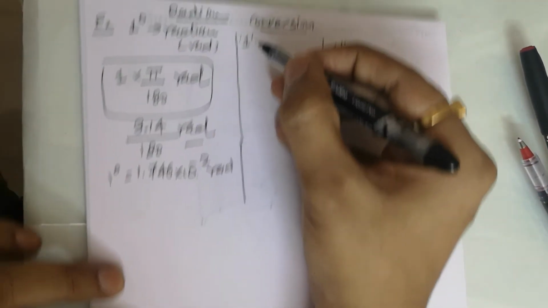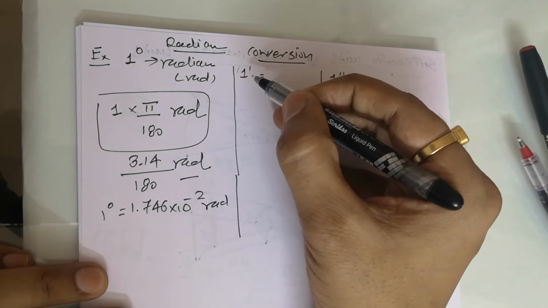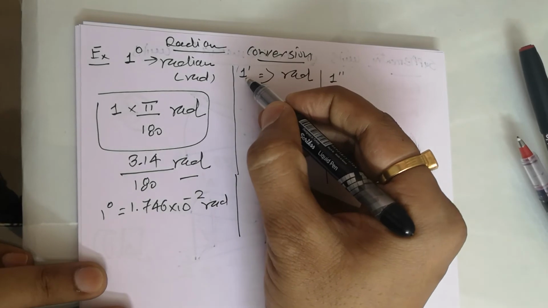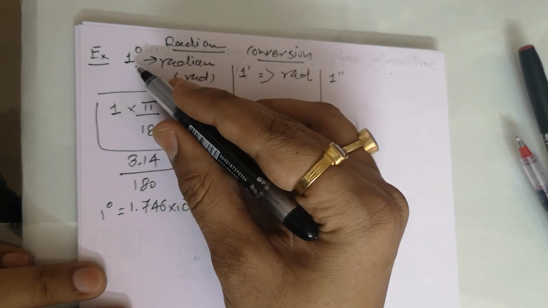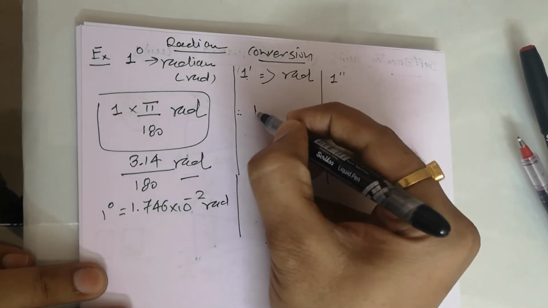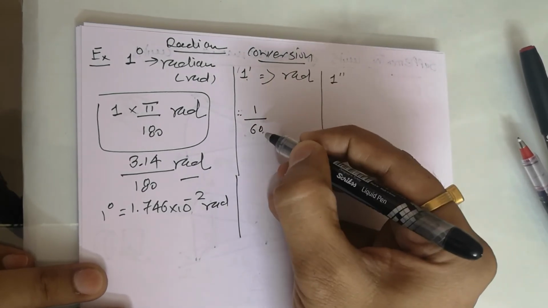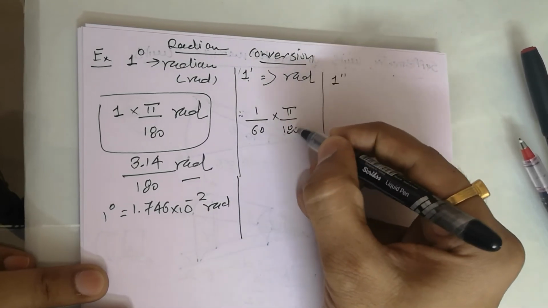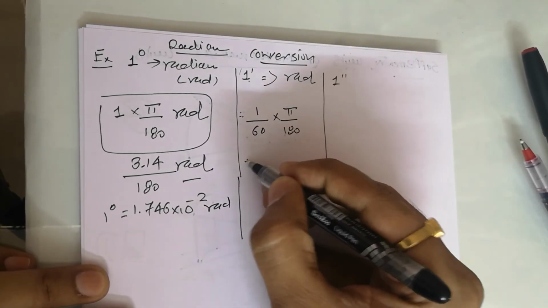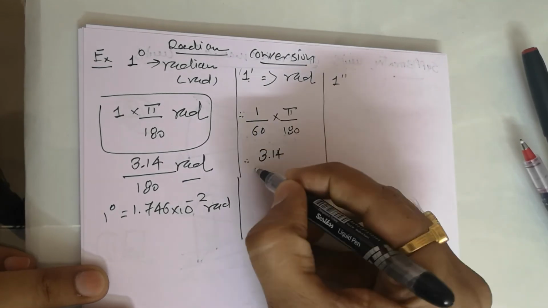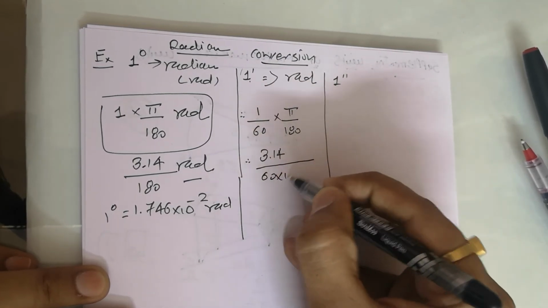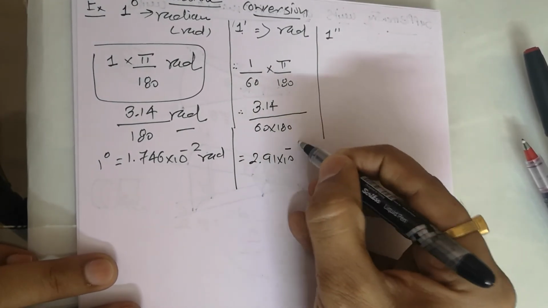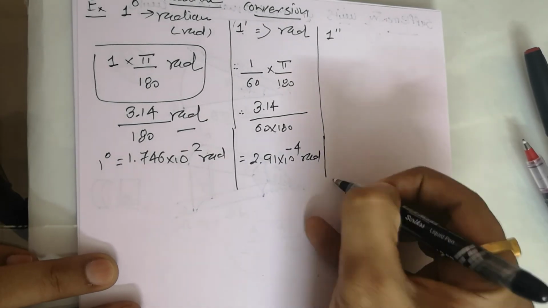Now I have 1 minute. I want to convert it into radians. So first of all, from minute to degrees, I do 1 divided by 60, which is the degree conversion, and now multiply by pi by 180. So I have 3.14 divided by 60 and 180. I get 2.91 times 10 to the power minus 4 radians.